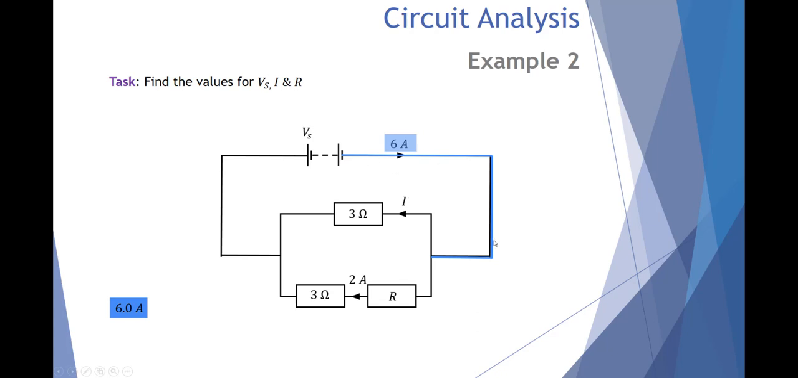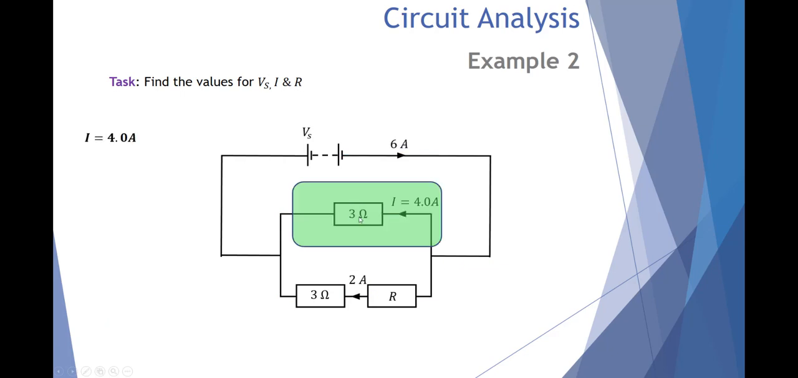I've got 6 amps coming along before it branches off or splits. From this, I see that there's 2 amps traveling along the base, the bottom branch. So I started with 6, 2 on the bottom, what's left for the top? So I will be the difference, it'll be the 4. 6, take away 2 on the bottom, leaves me with 4 amps on the top.